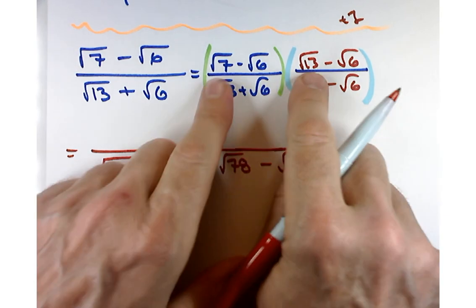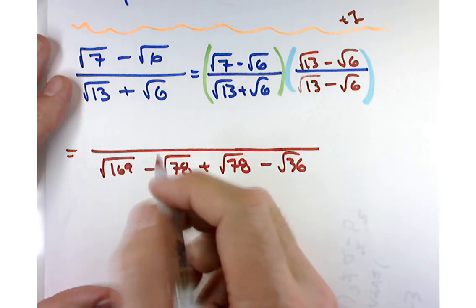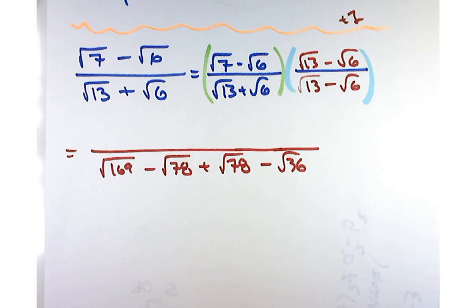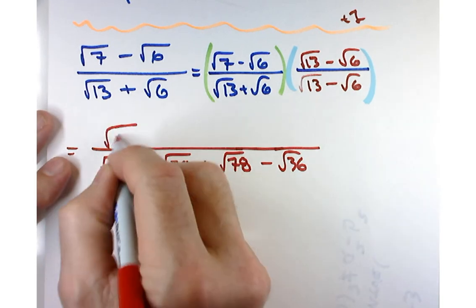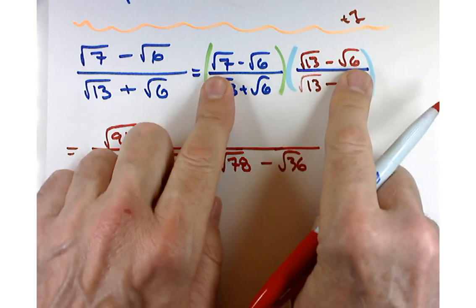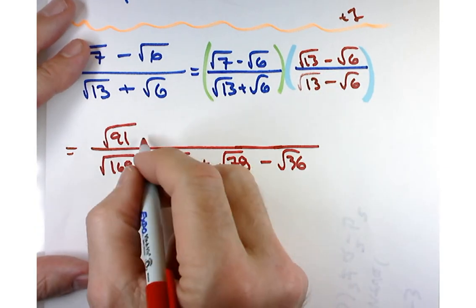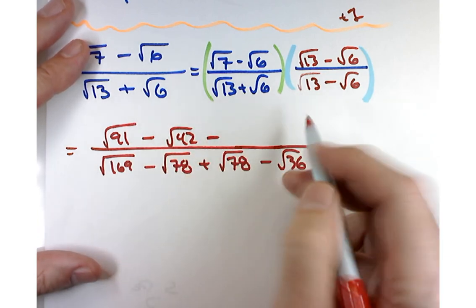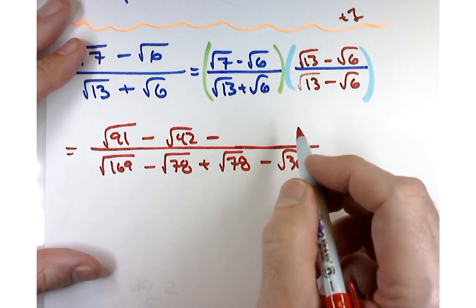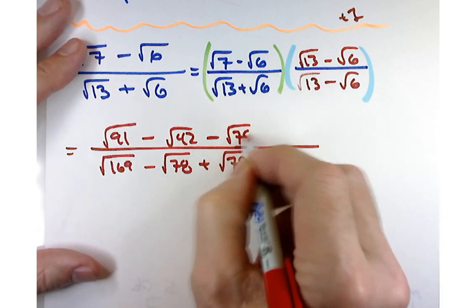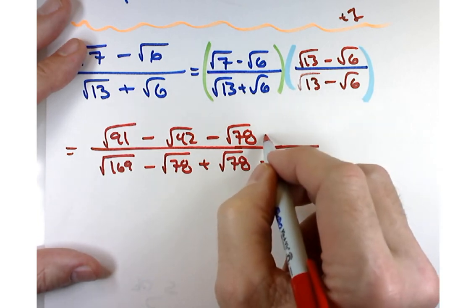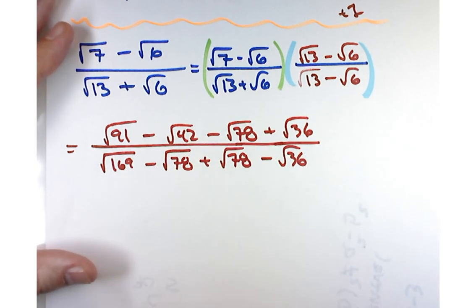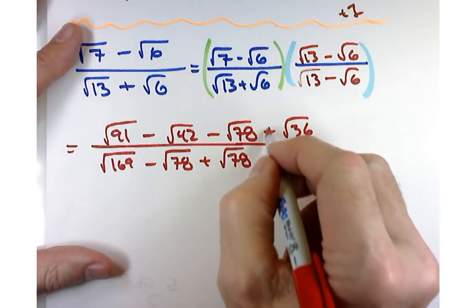In the numerator, Ryan C., maybe you can help me out. 7 times 13 is 91. But how about on the outside terms? What am I going to have there? Negative square root of 42. Negative square root of 42. Good. And the inside terms? Negative square root of 78. Nice. And the last term is going to be a positive square root of 36. Oh, excuse me, a negative. My bad. No, it is positive. Negative times a negative is going to be positive. Nice.